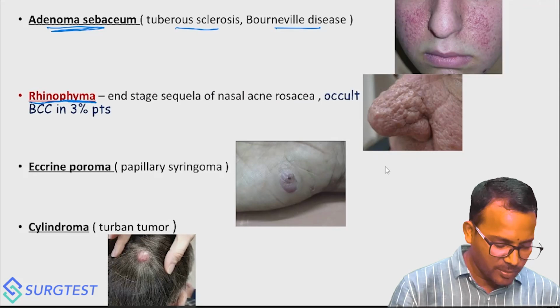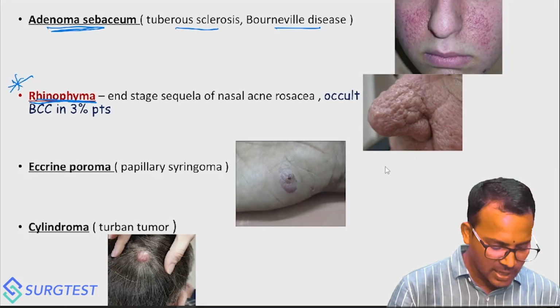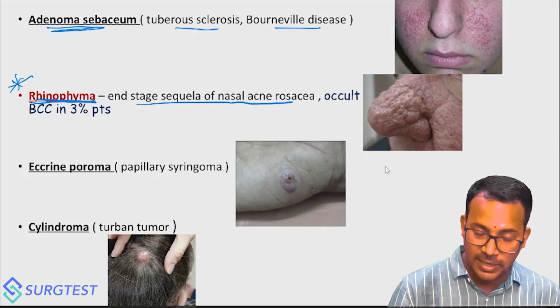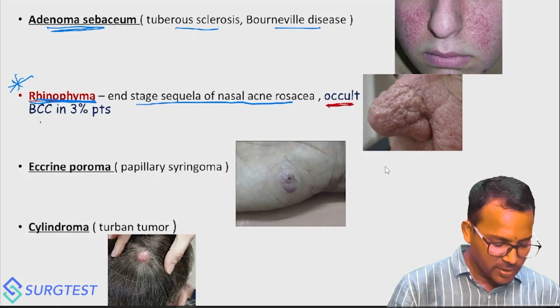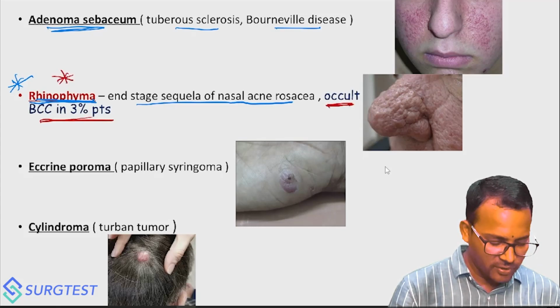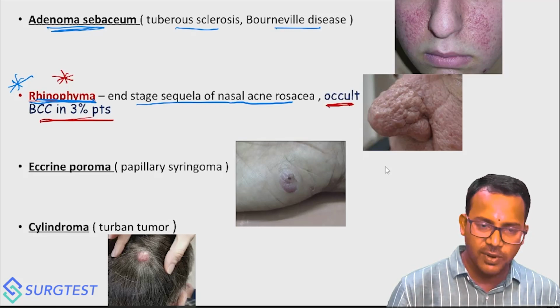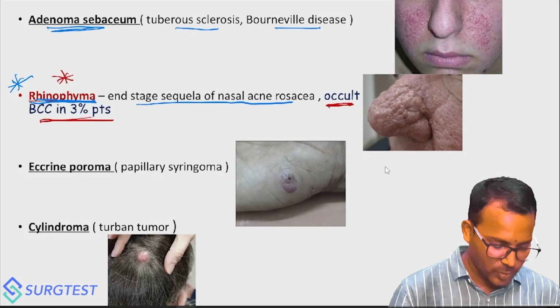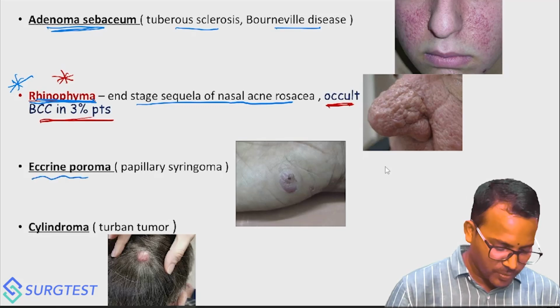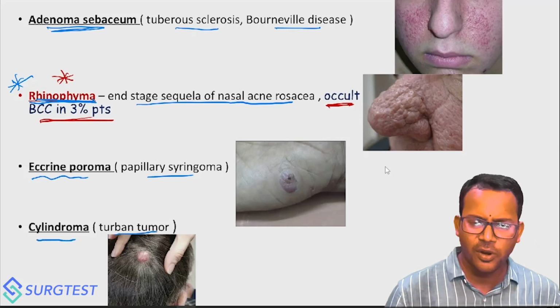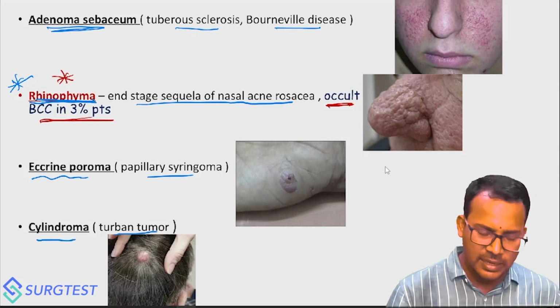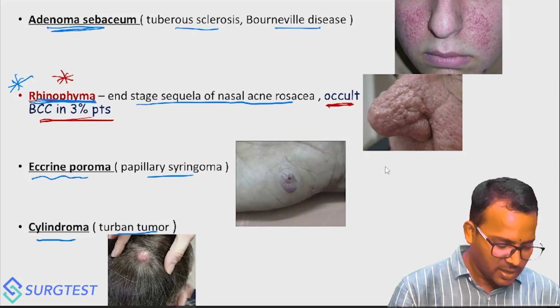Okay. Rhinophyma, the important thing that I want you to remember, is that rhinophyma is an end-stage sequela of nasal acne rosacea, and you have occult basal cell carcinoma in 3% of the patients. In rhinophyma, 3% of the patients will have occult basal cell carcinoma. Okay. Eccrine poroma, also called papillary syringoma, and cylindroma, which is also called turban tumor. The clinical details of them are not very important for you. In this slide, it is sufficient for you to remember rhinophyma alone.